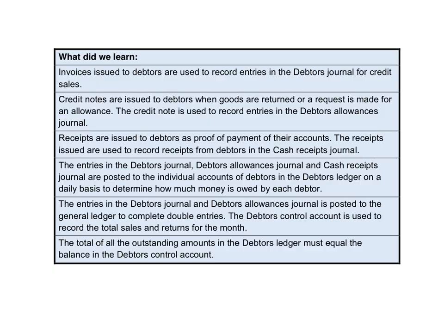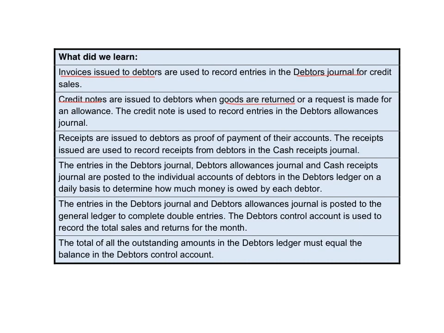What did we learn? Invoices that are issued to debtors because we sell goods to them on credit will be recorded in the debtors journal. When we issue credit notes to the debtors to reduce their accounts, because they returned goods, or there was a request made for an allowance because we didn't allow trade discount, or the goods were damaged when it was delivered, or it's not the right color but they're prepared to keep it if we give them discount, there are various reasons why we will issue a credit note.